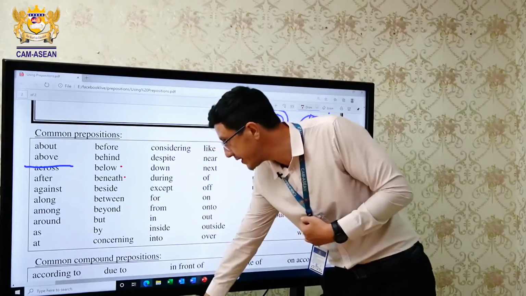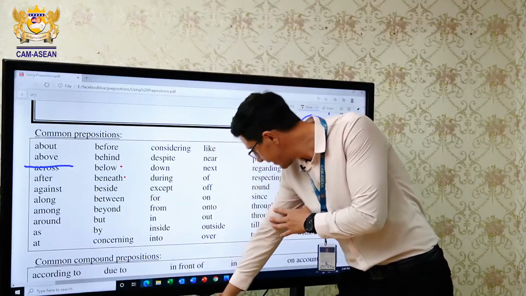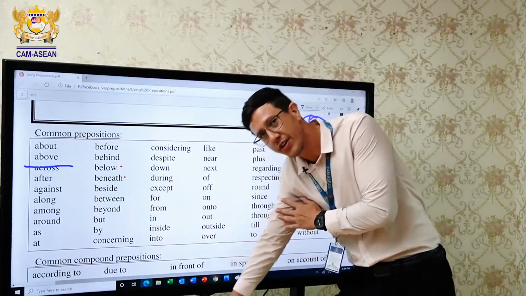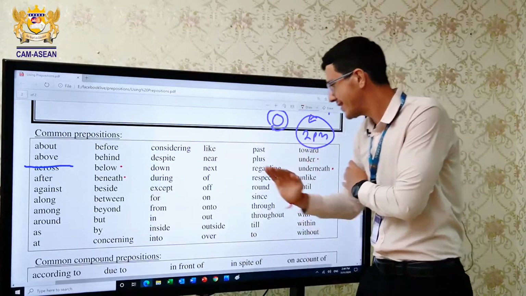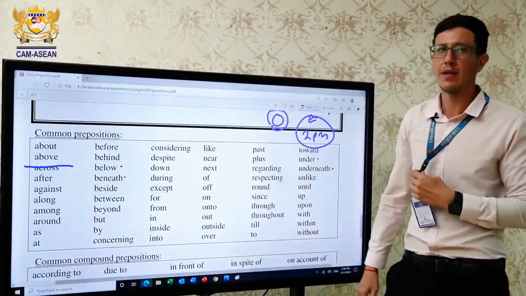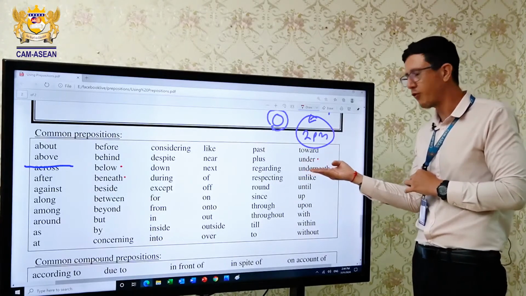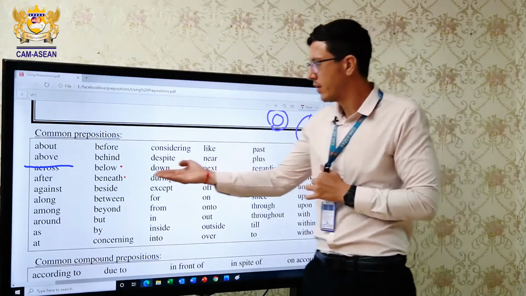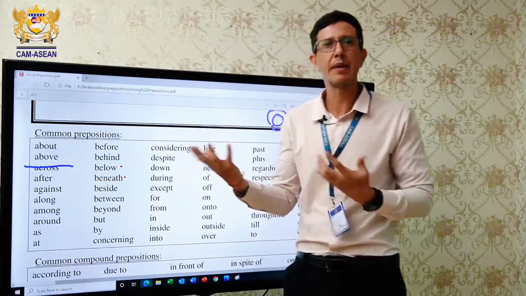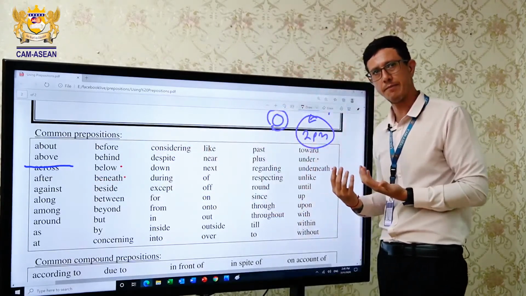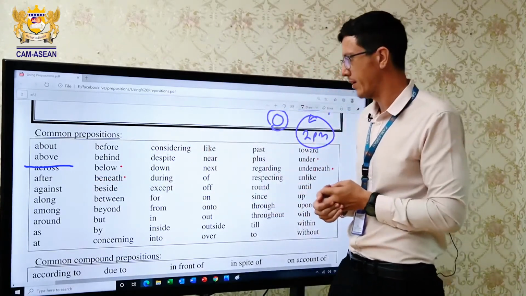My hand is below the TV. My hand is beneath the TV. My hand is under the TV. My hand is underneath the TV. Under, underneath. This is just formal, not formal. It doesn't matter. The meaning's the same for these. Okay? Many ways to say the same thing.